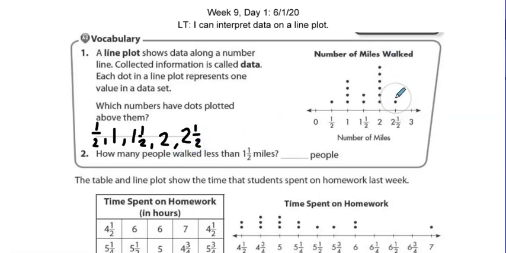Now they walked different frequencies. So some people walked 2 miles, some people only walked a half a mile, and you'll notice that the majority of the people walked 2 miles.